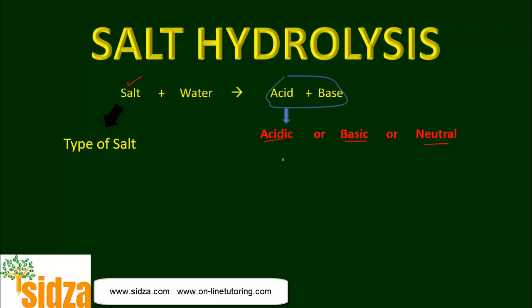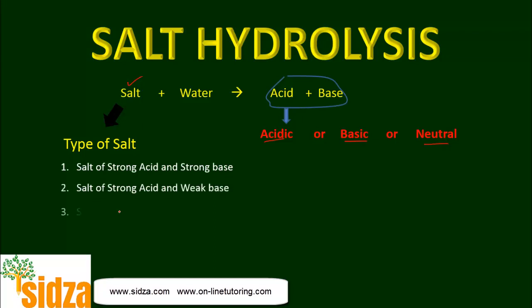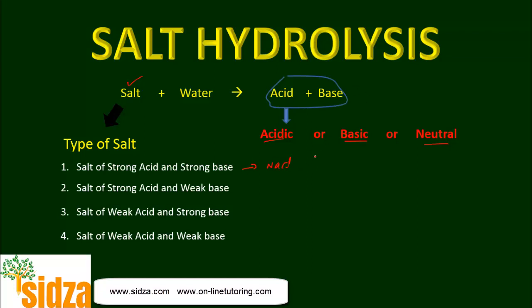So we have basically four different types of salts. We have a salt of a strong acid and a strong base, a salt of a strong acid and a weak base, a salt of a weak acid and a strong base, and a salt of a weak acid and a weak base. Now let's take an example of a strong acid and a strong base. For example, we have sodium chloride, which is a salt of a strong acid and a strong base.